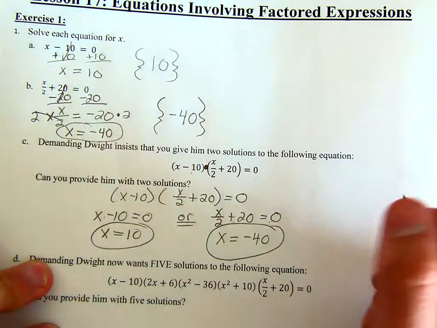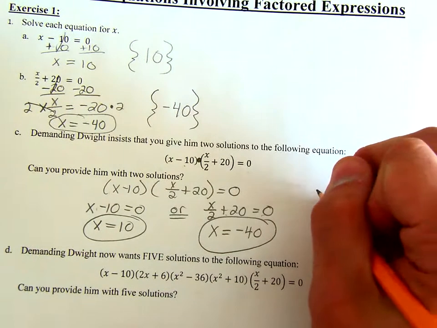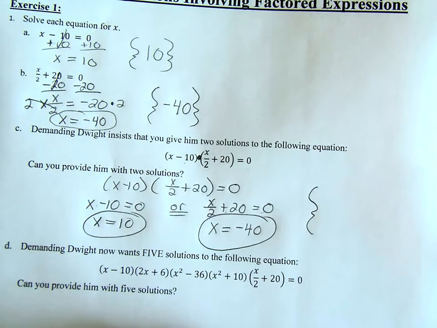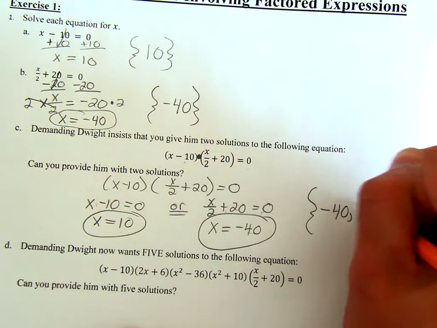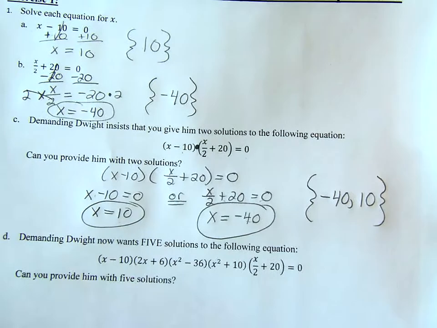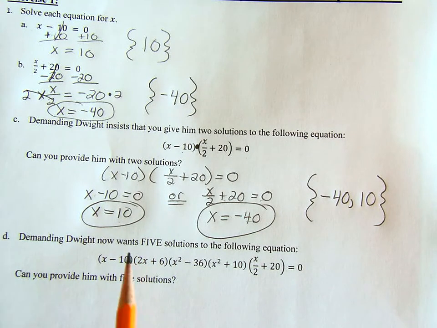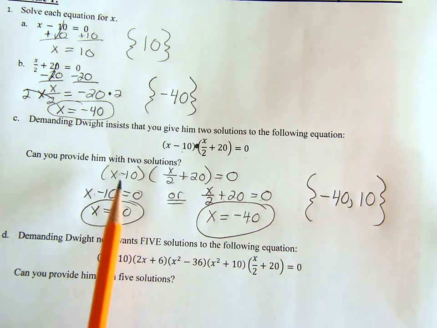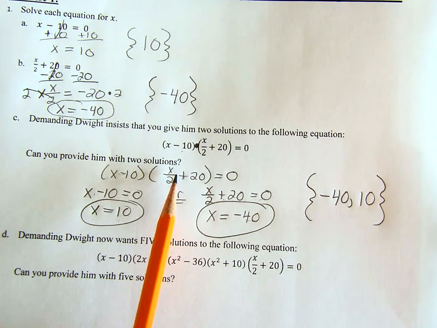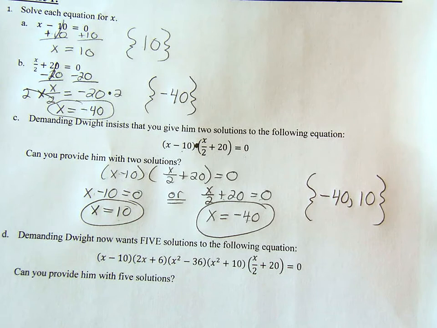So on the side, we can write our solution set. In our curly brackets, we have to write them from least to greatest. So it would be negative 40 first, then 10. Okay? So, from this, we can see that if we have two quantities that are multiplied together to equal 0, either the first quantity has to equal 0 or the second quantity has to be 0. So now let's look at the next one.